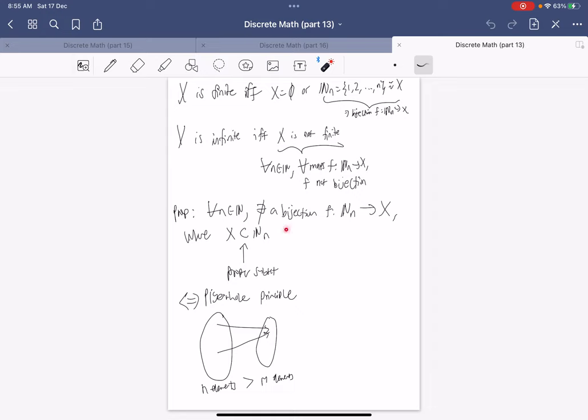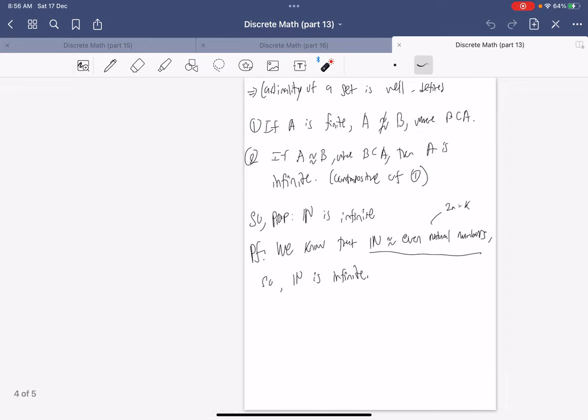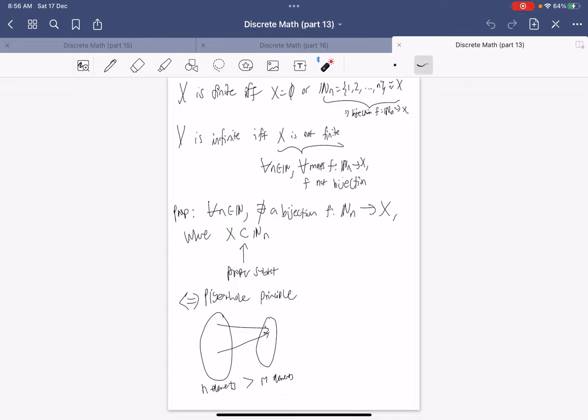And so if you apply this to the natural numbers, it says that if there exists a bijection from N to N_n, then you can flip it around and N will go into N_n, and this will contradict the pigeonhole principle.